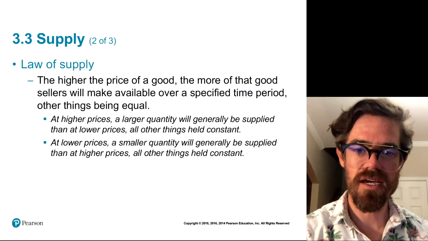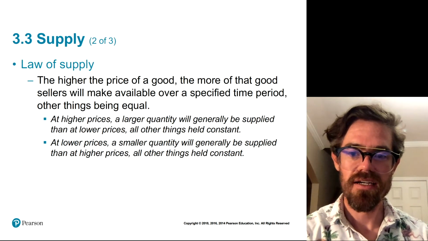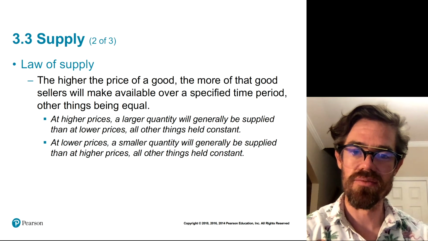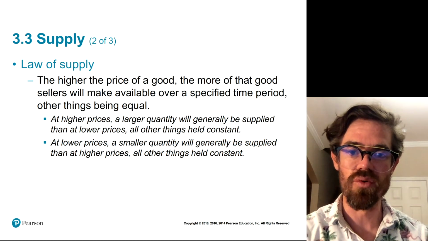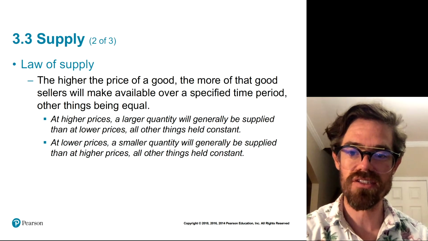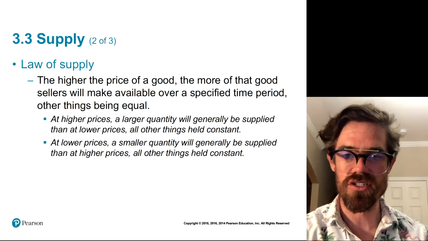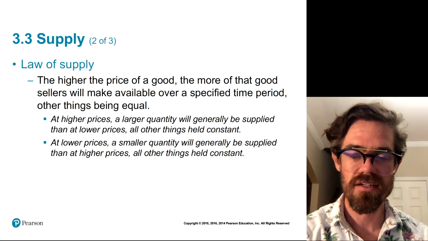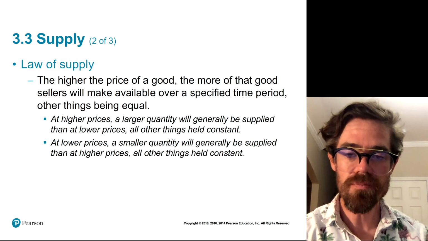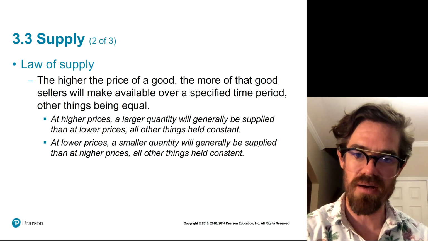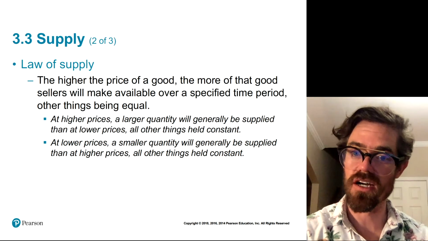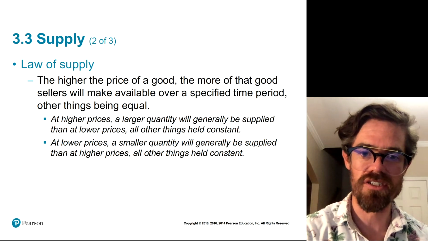And just like with demand, we have a law of supply. The only difference here is that the relationship is positive or direct. So the price and quantity supplied move in the same direction, not opposite directions like with the law of demand. So as the price goes up, the quantity supplied goes up, holding everything else constant, ceteris paribus, everything else equal.